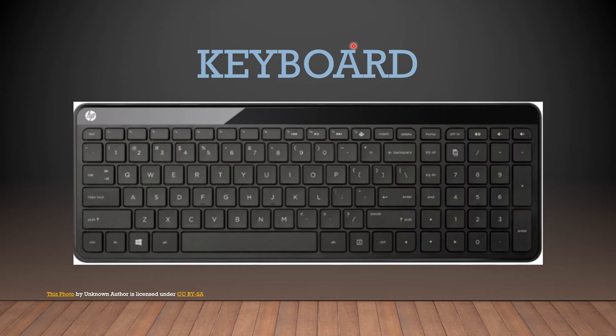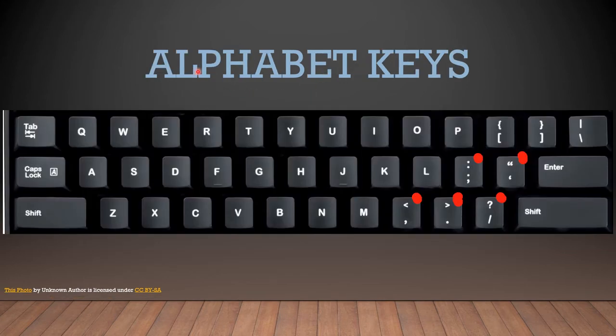We press a key on the keyboard to type. The keyboard has about 104 keys. These are the keys. These buttons are called keys. How many buttons on the keyboard? Or we can say keys? Keys are more appropriate. So how many keys on the keyboard? Yes, students, there are 104 keys on the keyboard. We can type on a computer by pressing these keys.